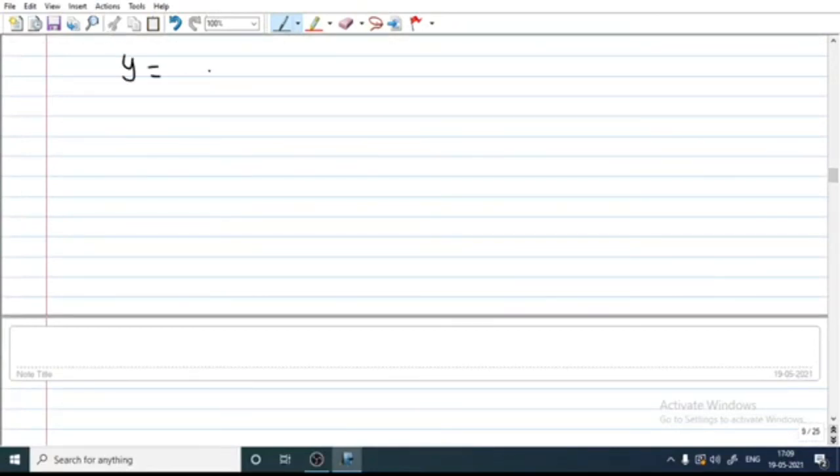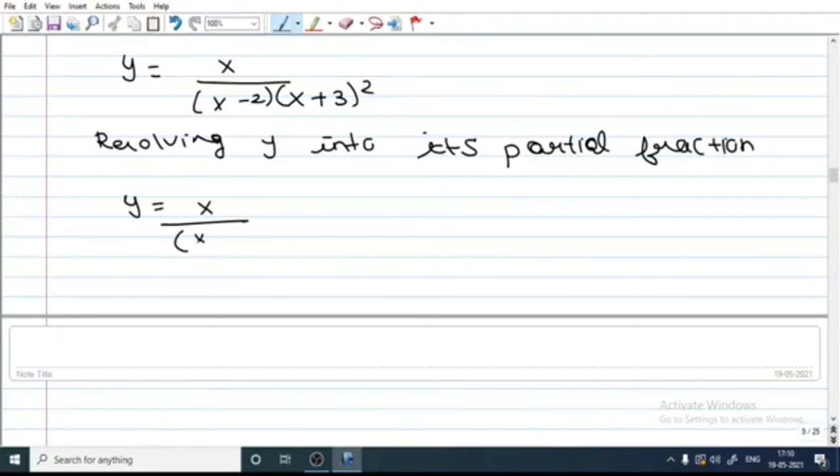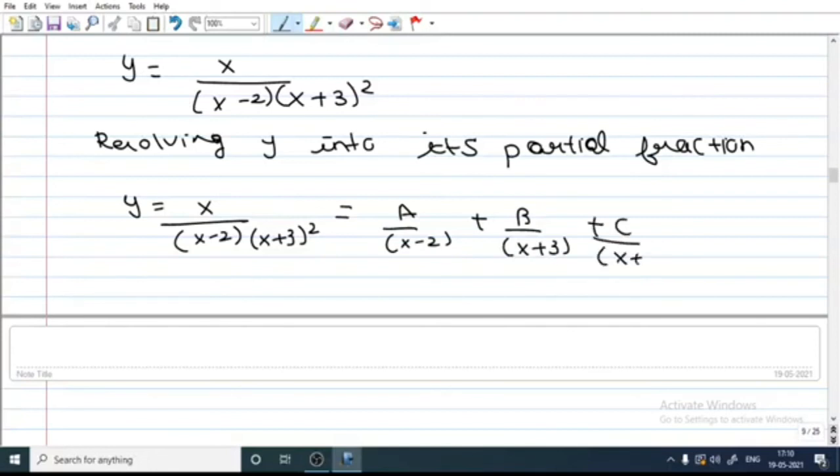So the question is y equals x upon (x minus 2) into (x plus 3) the whole square. Now what we can do, resolving y into its partial fraction, right? After this, if you express y in terms of partial fraction, we are going to get x upon (x minus 2)(x plus 3) the whole square equals A upon x minus 2, B upon x plus 3, and C upon (x plus 3) the whole square.